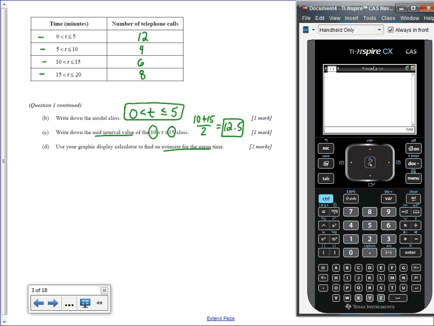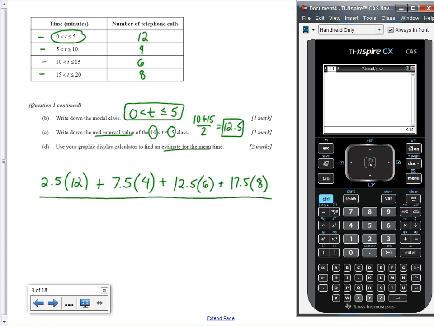So if you're finding the mid-interval value of each class because you don't know where the data points lie between 0 and 5, we're going to estimate that they're all around 2.5, and there were 12 of those. For the next class, we're going to estimate that it was 7.5, because that's the mid-interval value. There were 4 of those. For the next class, it would be 12.5, and there were 6 of those. And then for the final class, it would be 17.5, and there were 8 of those. So if you were going to do this on the calculator, you would need to be putting in 2.5, 7.5, 12.5, and 17.5 as your left-hand column.